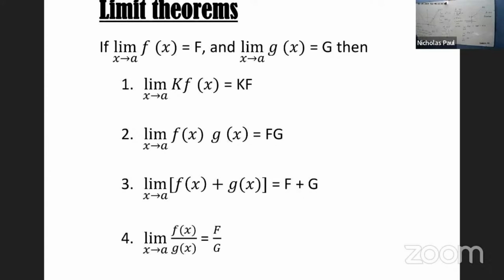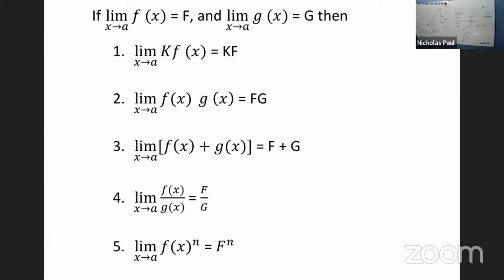Just like how you have theorems for logs and theorems for summation and differentiation, you have limit theorems. So here we have some rules that we can use for a limit. For example, if you have the limit as x approaches 2 of 5 f of x, you don't have to multiply the 5 by f of x.